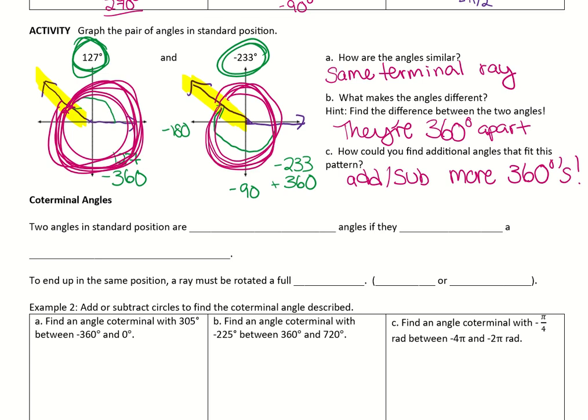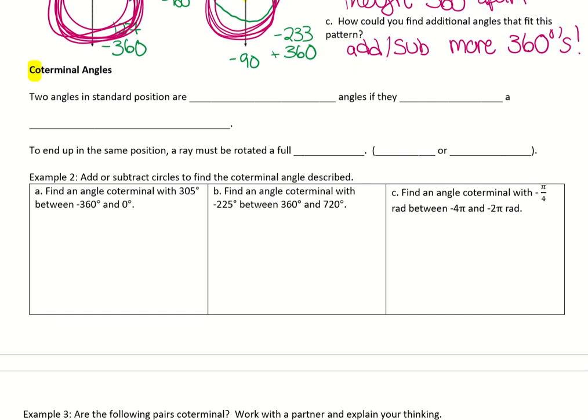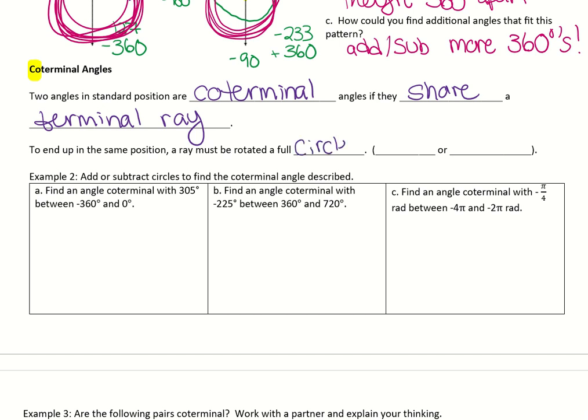So these are called coterminal because they have the same terminal ray. So co means same. They have the same terminal ray. So two angles in standard position are considered coterminal if they share a terminal ray. So to end up in the same position, a ray must be rotated a full circle. That means you could add or subtract 360 degrees, or you could add or subtract 2 pi radians.